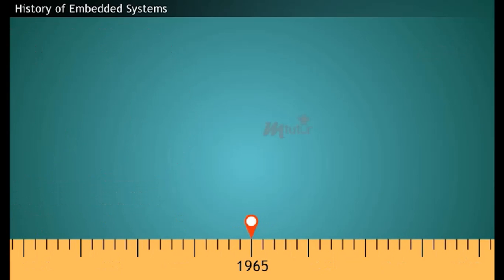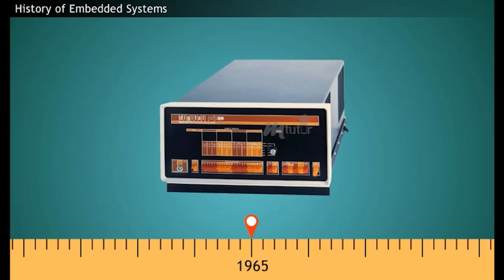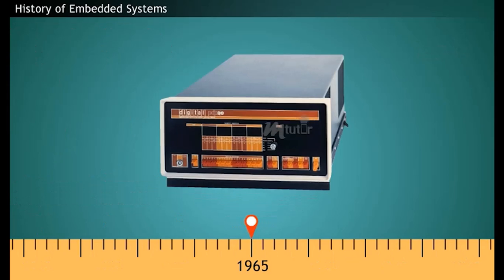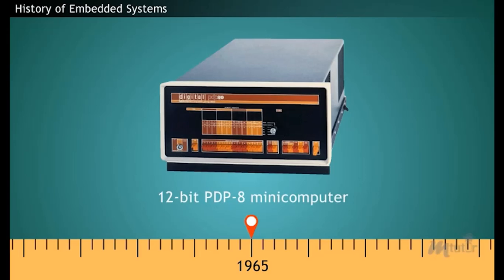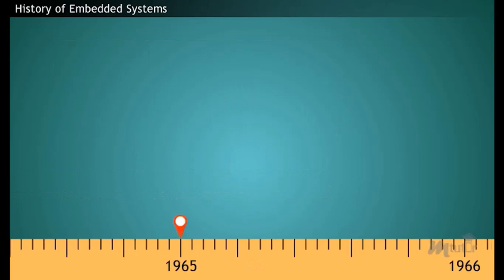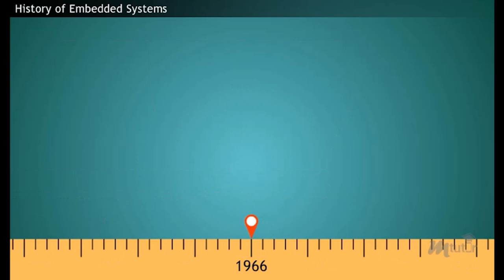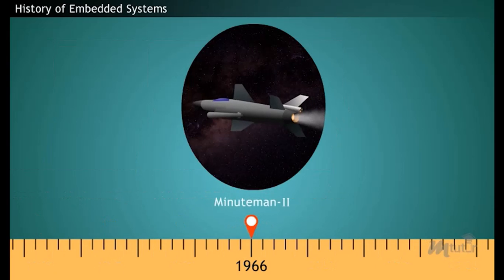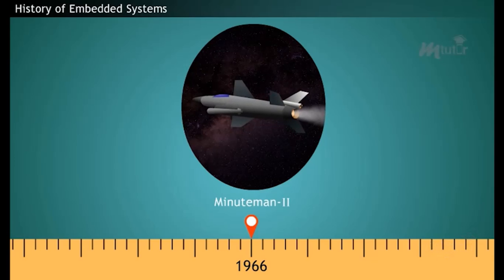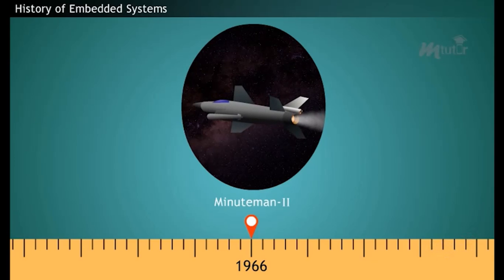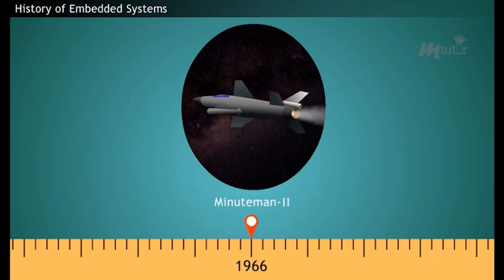In 1965, the first computer embedded in a commercial instrument was launched. It was a 12-bit PDP-8 minicomputer. Consequently, in 1966, the Minuteman Missile 2 went into production. This came with several major technical advancements over the Autonetics.